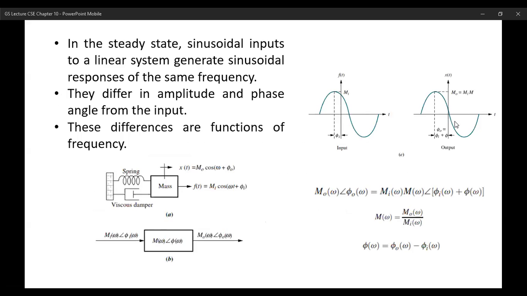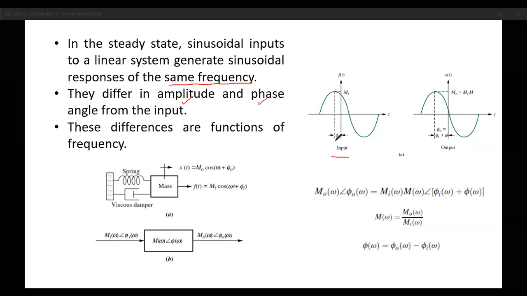So the basic fundamental of the frequency response technique is that if it is a linear system and you are applying a sinusoidal input to the linear system, then it will always give us another sinusoidal signal of the same frequency. So frequency will remain the same. This is the bottom line. What will be different is the magnitude, which can be higher or lower, as well as the phase angle will be different.